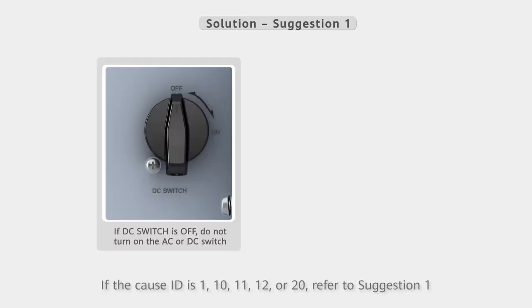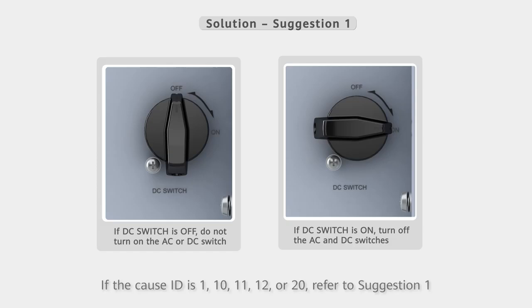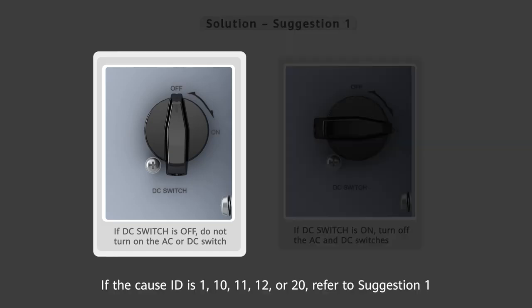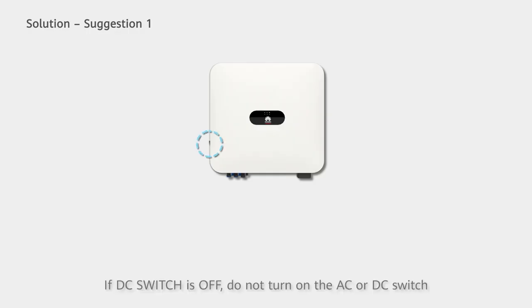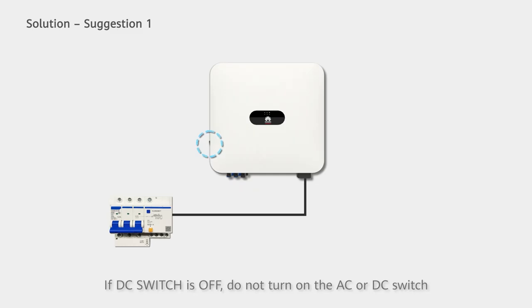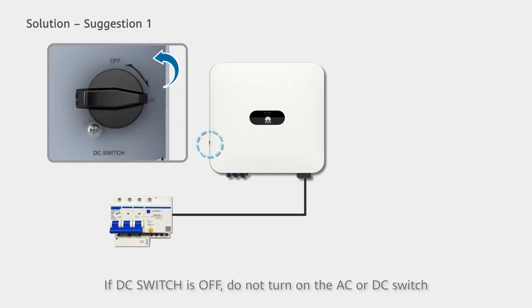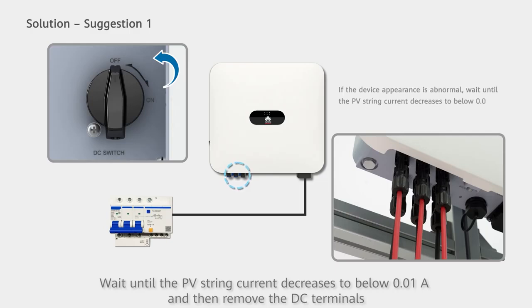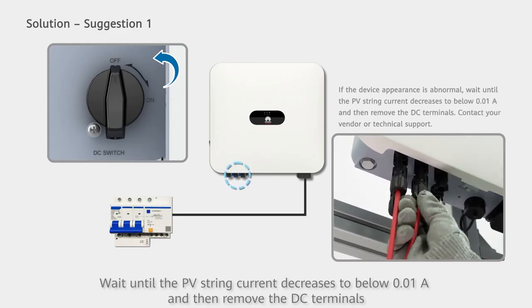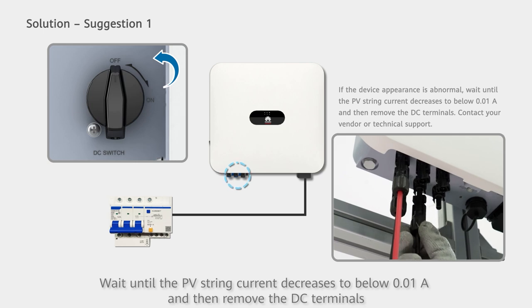If the cause ID is 1, 10, 11, 12, or 20, refer to suggestion 1. If DC switch is off, do not turn on the AC or DC switch. Wait until the PV string current decreases to below 0.01 amperes, and then remove the DC terminals.